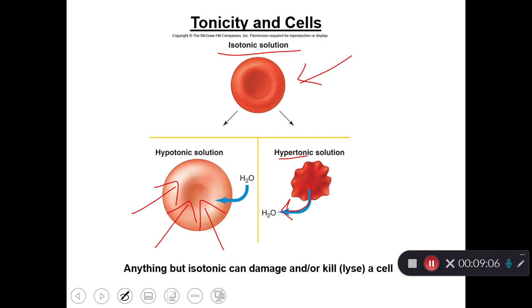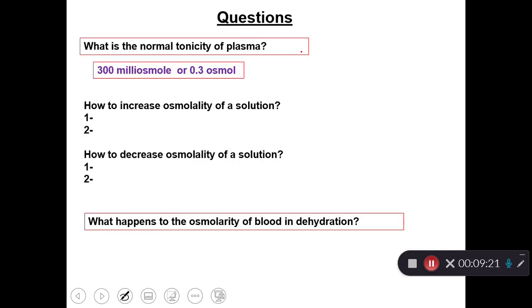That's why our plasma around our body cells must be isotonic, must have the same tonicity as inside of our body cells, which is on average 300 milliosmoles. Okay, so the normal tonicity of the plasma is 300 milliosmol or 0.3 osmol, and the tonicity inside our cells is the same. Now, how to increase the osmolarity or the concentration of a solution?